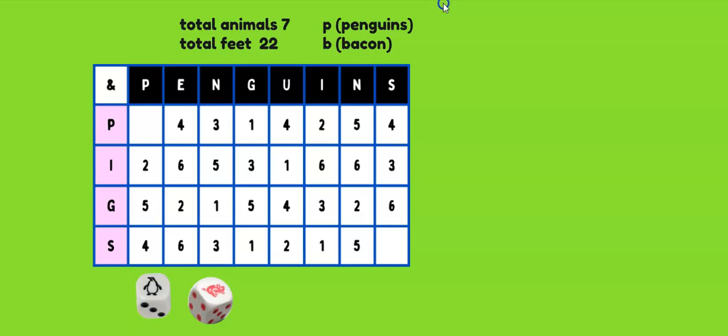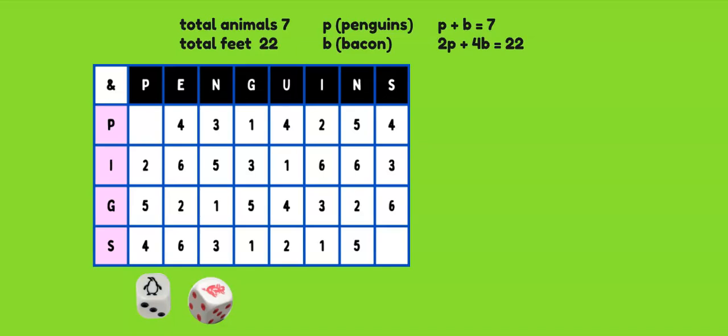So as I said earlier, we know that P plus B equals 7. The pigs plus the penguins equals 7. The penguins had 2 feet, so I have 2 times the P. And the pigs had 4 feet, so I have 4 times the B equals 22. So students should be able to write those equations out. Now from there, they have to break down and try to solve for one of the variables.